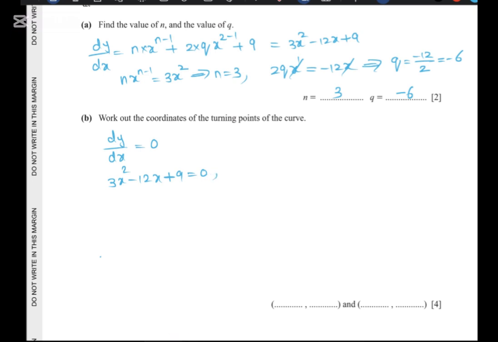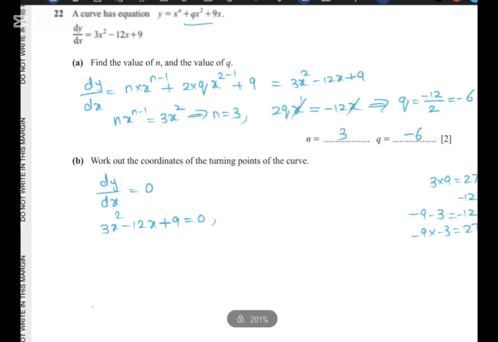Now I see that here you also have a coefficient of x square and 9. So the product of the two numbers should be 3 into 9, that is 27. And the sum of the two numbers should be the coefficient of the middle term, that is minus 12. So what are the two numbers? Minus 9 and minus 3. If I add, I'll get minus 12, and if I multiply minus 9 and minus 3, I get positive 27.